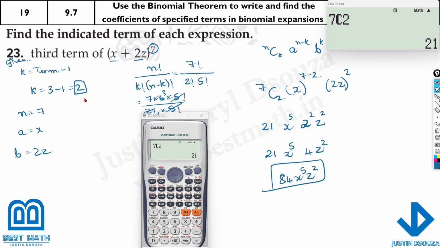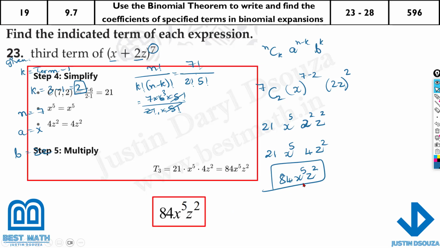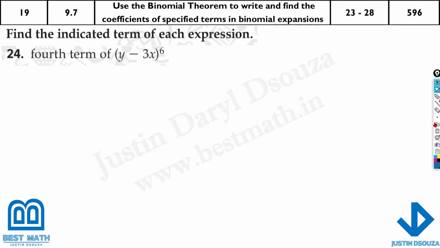That will be the third term in this. You can see here. What is the third term? It's 84, x power 5, z power 2. Isn't that easy? With just that formula, let me write it out again. Let me write how you need to write it in detail in your exam.